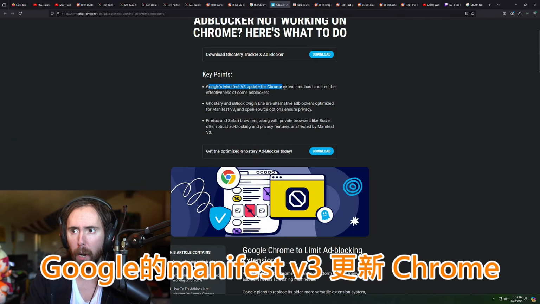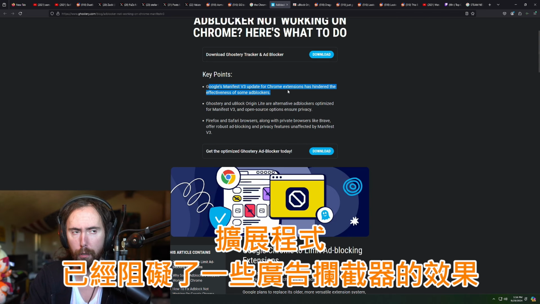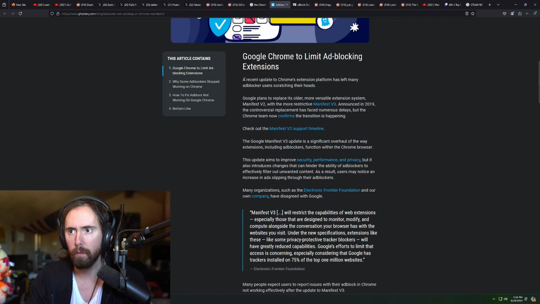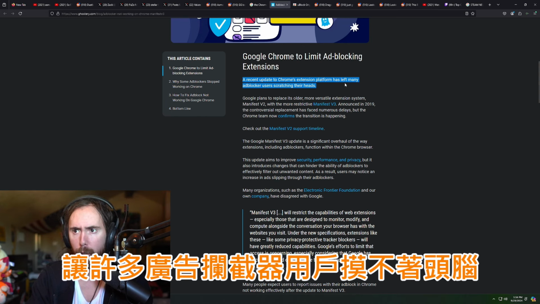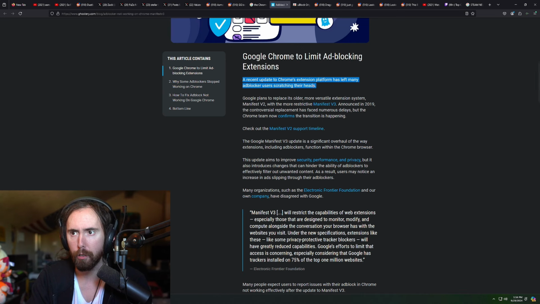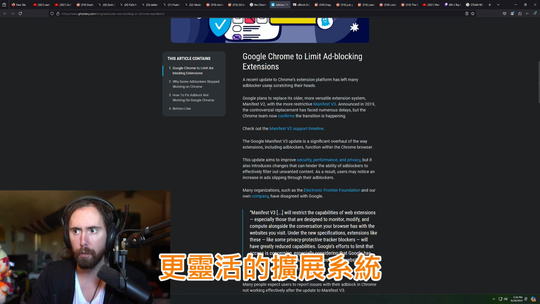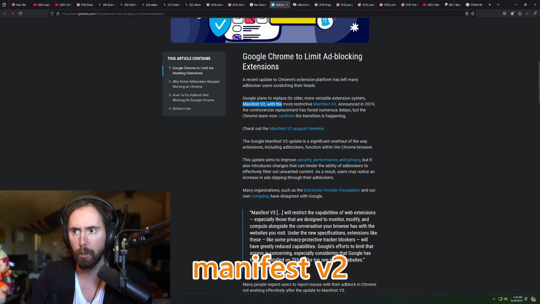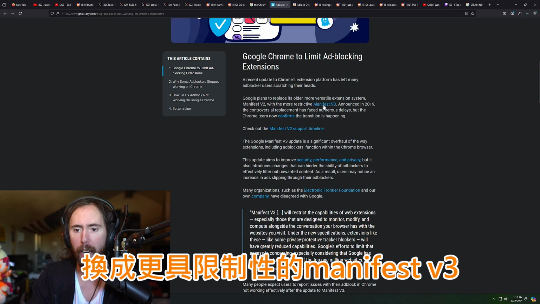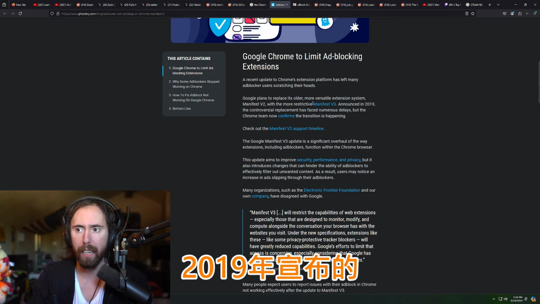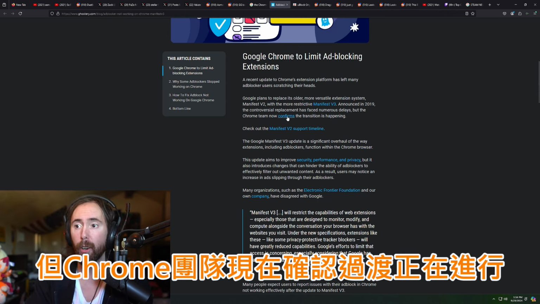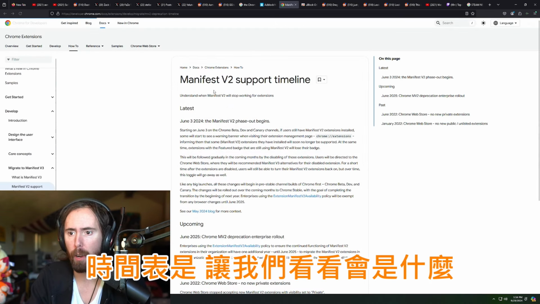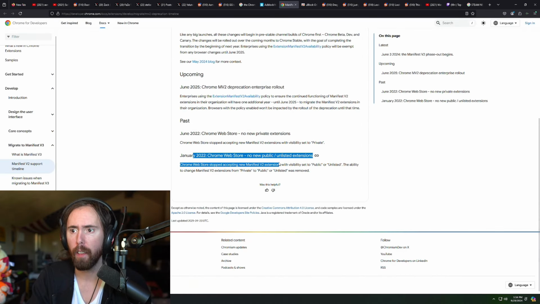Google's Manifest V3 update for Chrome extensions has hindered the effectiveness of some ad blockers. A recent update to Chrome's extension platform has left many ad blocker users scratching their heads. Google plans to replace its older, more versatile extension system, Manifest V2, with a more restrictive Manifest V3. Announced in 2019, the controversial replacement has faced numerous delays, but the Chrome team now confirms the transition is happening. And so this is what the timeline is. Let's see what this is going to be.